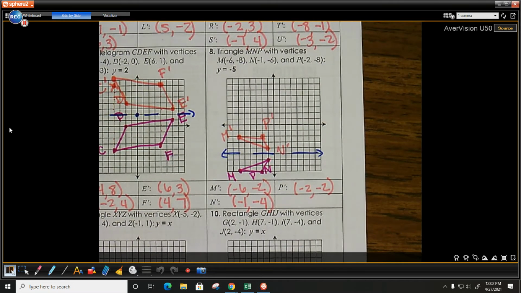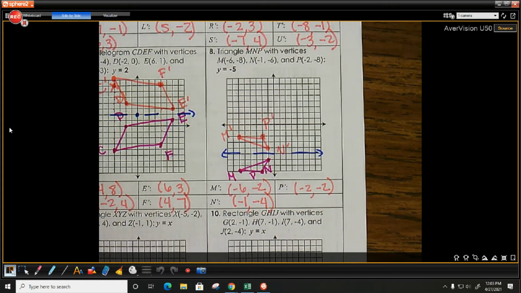So my M prime should be at negative 6, negative 2. My N prime is negative 1, negative 4. And my P prime is negative 2, negative 2. Good? Okay. How many of us would rather go back to ones that we can use rules and we don't actually have to graph? We got to use rules for the next ones.